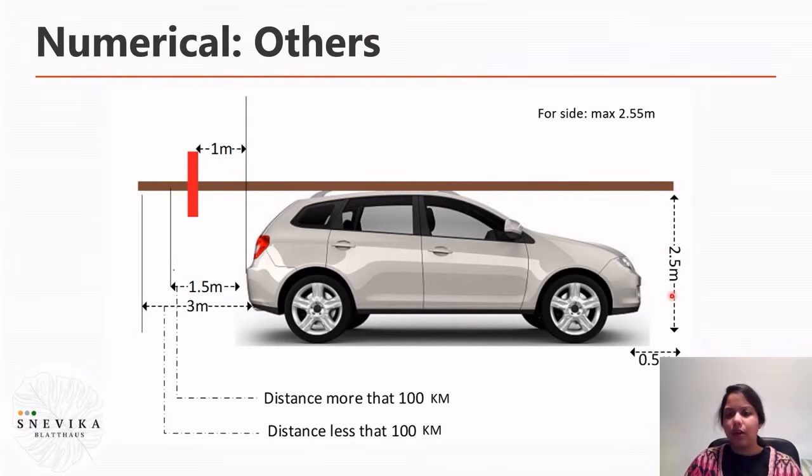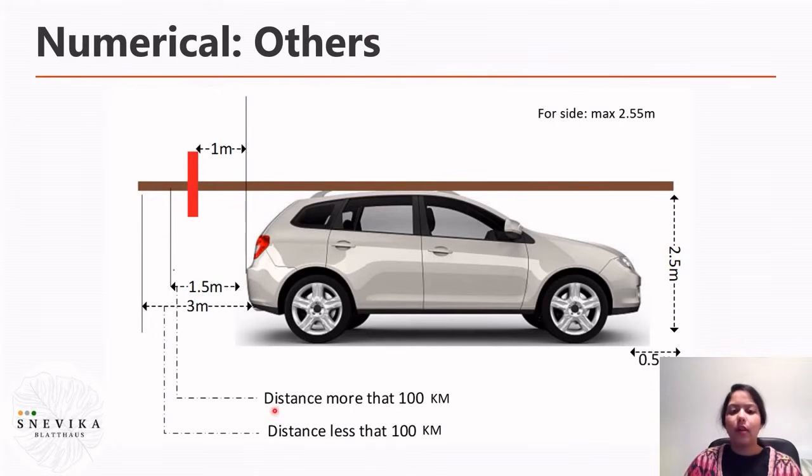In front of a vehicle, the maximum your load can project is 0.5 meters, or 50 centimeters. And the height should be 2.5. It means you cannot load your vehicle with more height. It should be 2.5 meters. And behind the vehicle, there are two distances you can actually use. These are the maximum limits we can put.